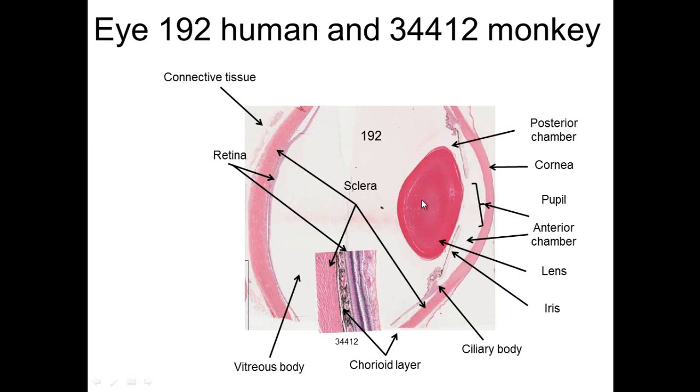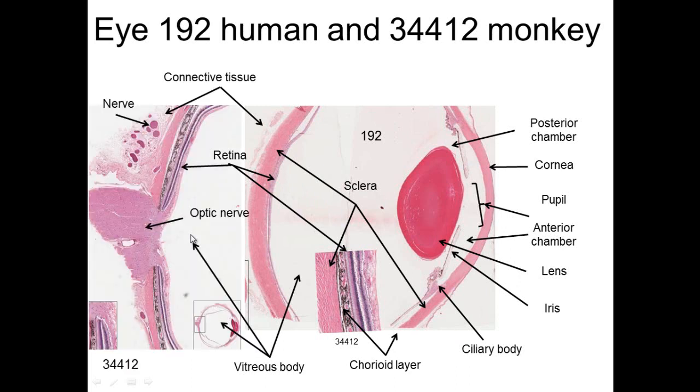Then we have the lens, and this is where the pupil would be, the opening there between the iris. Actually, iris goes all the way around and makes a circle. But we just see two projections of the iris, the posterior chamber, anterior chamber, lens, iris, ciliary bodies, sclera, as you can see, retina, the different portions.